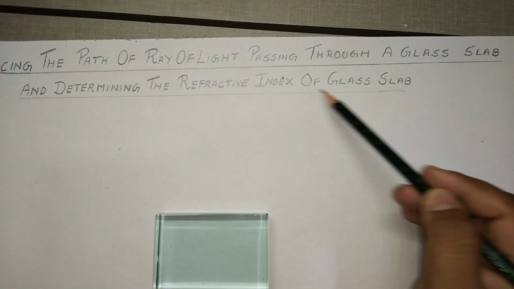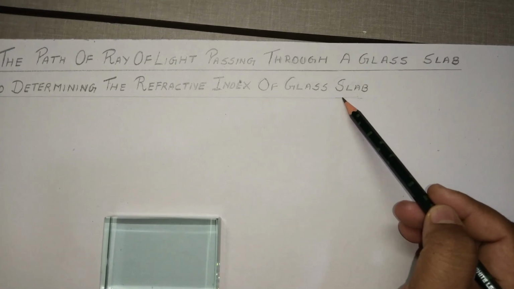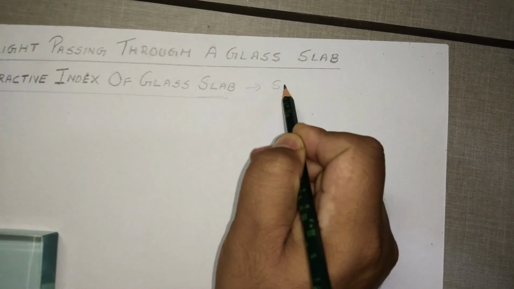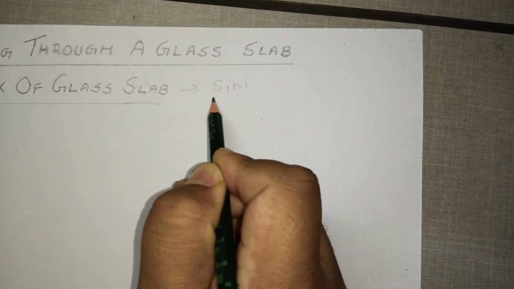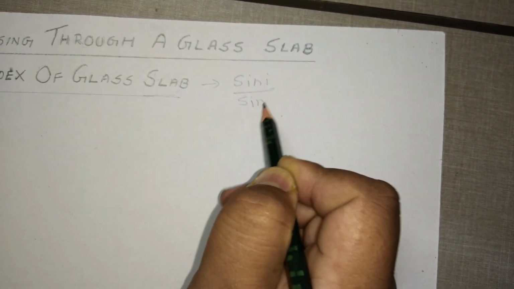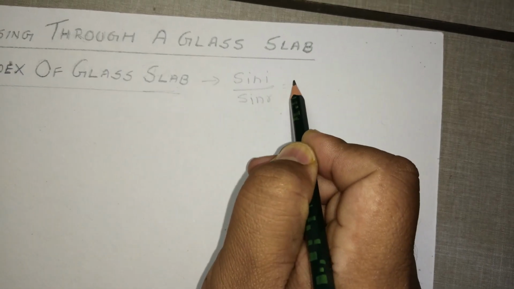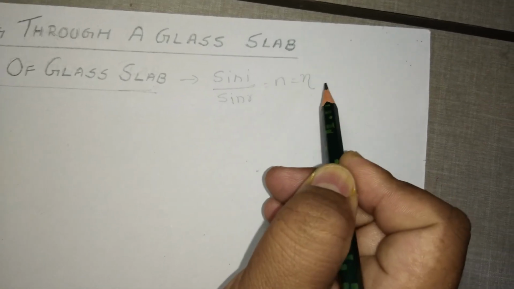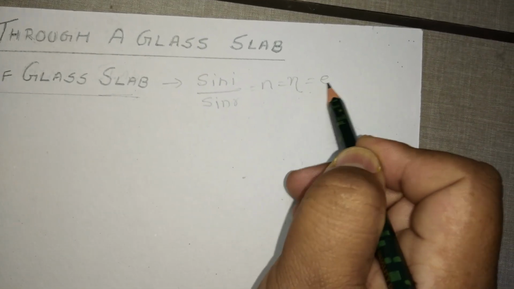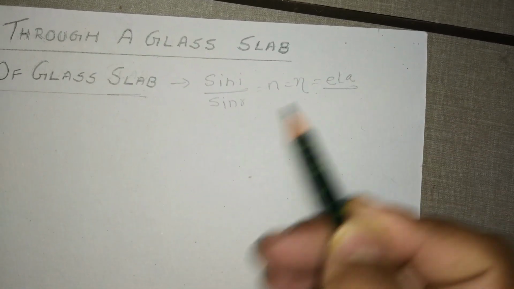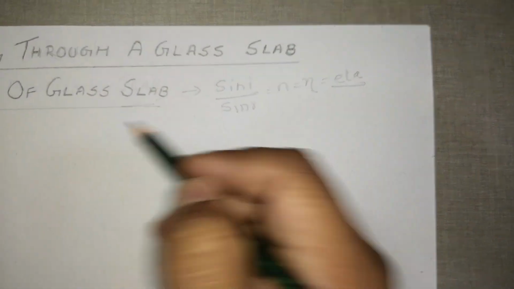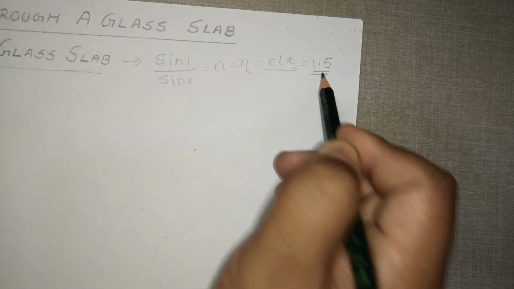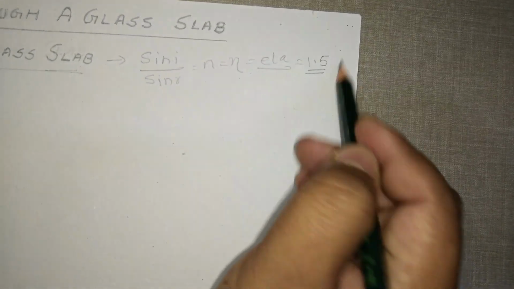refractive index of the glass slab by using the formula Snell's law, which says sin i divided by sin r. This will give you the refractive index, which is also known as n. Some people call it eta. This is also called eta, right? Since it is a glass slab, this has to come as 1.5. Let's see how close we can come to this number 1.5.